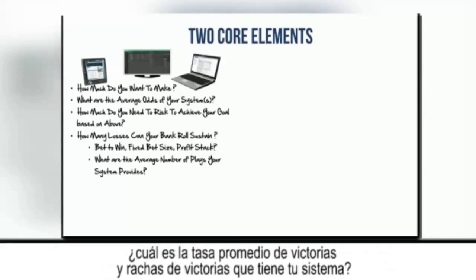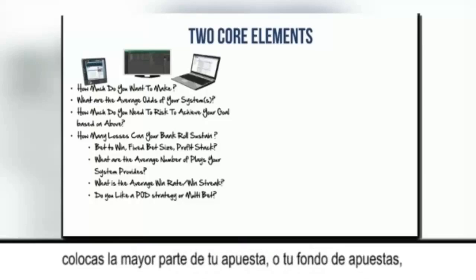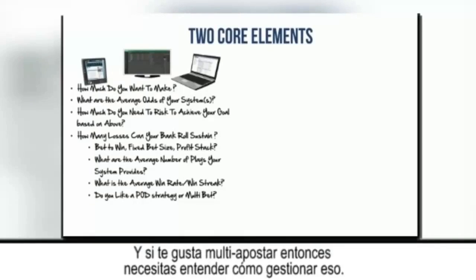What are the average number of plays your system provides? What are the average win rates and win streaks that your system has? You need to ascertain whether you like a pick of the day where you predominantly put most of your day's bankroll on one pick of the day, or do you like to multi-bet? And if you like to multi-bet, then you need to understand how to manage that.